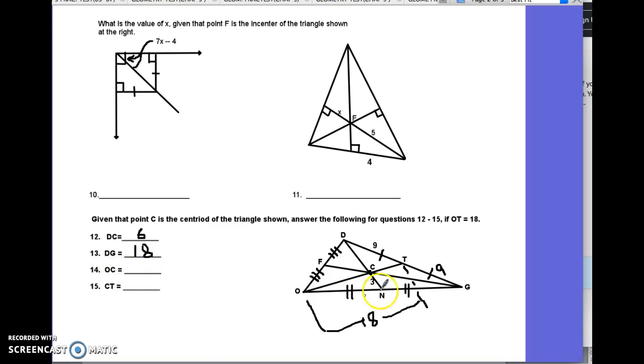And now OC, where's OC? OC, the distance from here to here. That's maybe the hardest one, here to here. This OC is not a half of OT. OT is 18. OC is 2 parts of the whole distance. This is 1 part, and this is 2 parts. So this OC is 2/3. Let's work it here. 2/3 of the whole distance of 18.